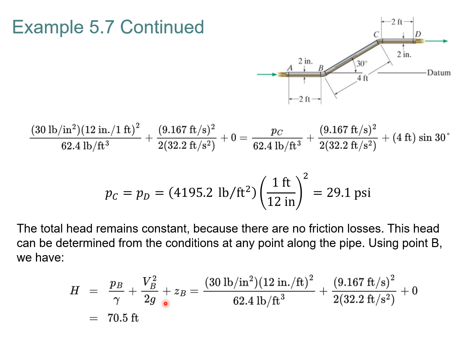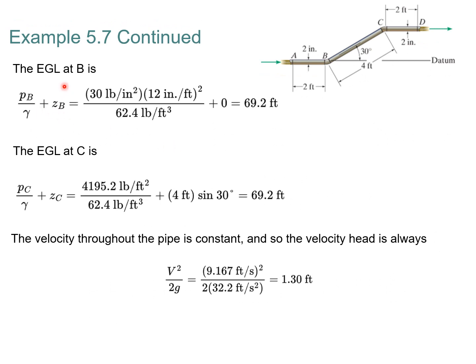The total head remains constant, so we can actually calculate that. We can choose any point we want. Let's choose point B here. We can plug in our information that's given and calculate the total head H to be 70.5 feet. So we can also calculate the energy grade line at B. So again, it's PB over gamma plus ZB, so we can plug in those terms. ZB is 0, again, because B is at the same level as our reference level.